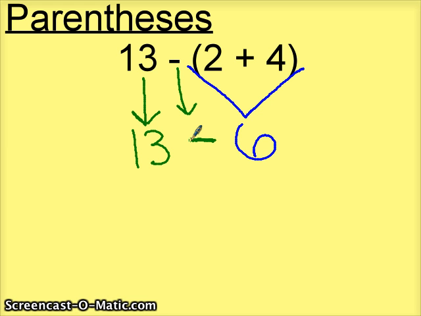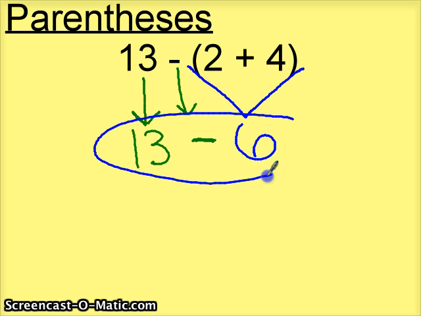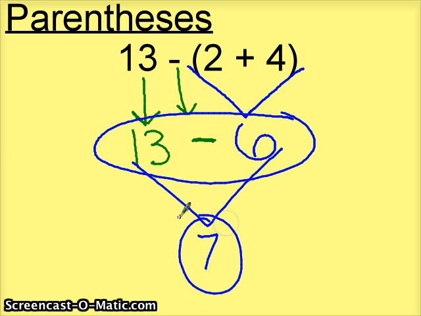So when we're done with the parentheses, we did that first. We are going to go ahead and just do that final operation, 13 minus 6, okay? So 13 minus 6 is 7. That's our answer.